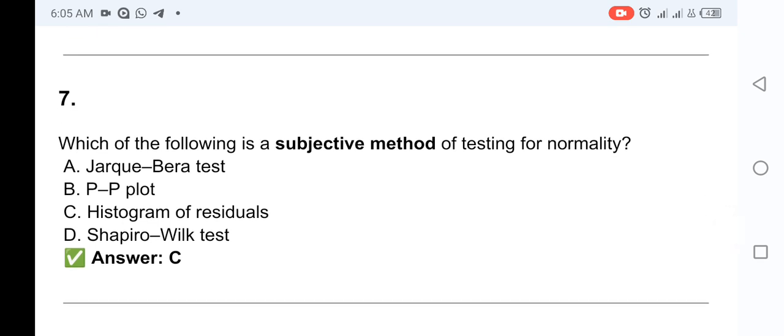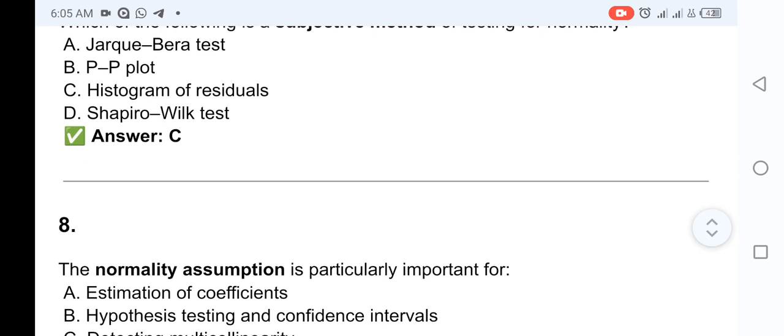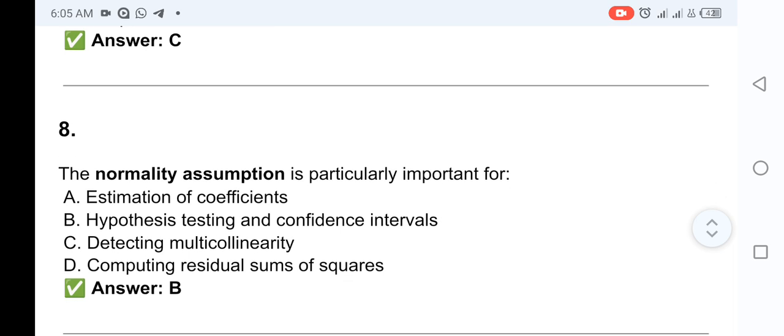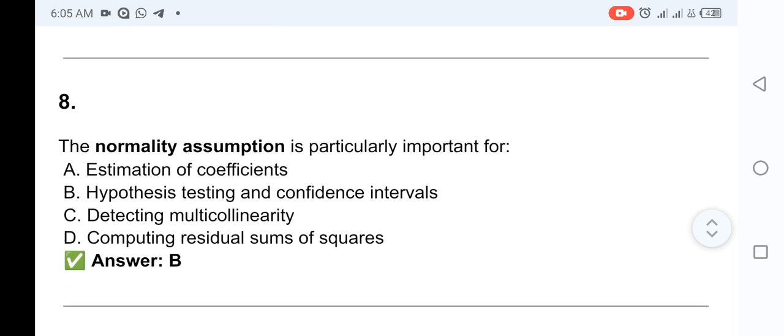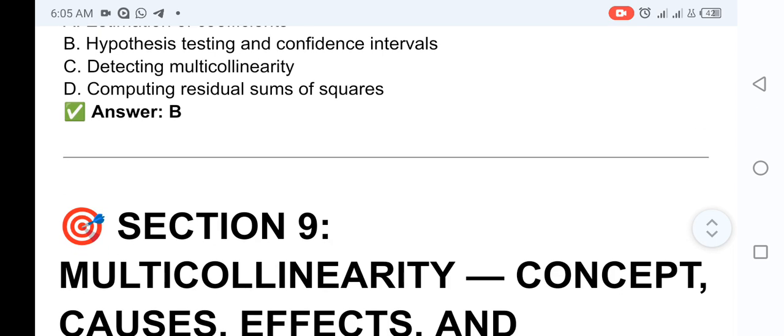8. The normality assumption is particularly important for: A. Estimation of coefficients. B. Hypothesis testing and confidence interval. C. Detecting multicollinearity. D. Computing residual sums of squares. Answer B. Direct hit section 9. Multicollinearity, concept, causes, effects, and detection tests, MCQs.